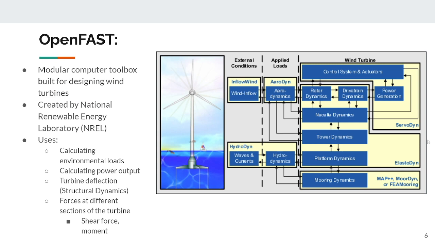So a brief overview of OpenFAST. OpenFAST is the modular computer toolbox built for designing wind turbines. It is created by the National Renewable Energy Laboratory and has a variety of uses such as calculating environmental loads, power output, turbine deflections, so structural dynamics, and the forces at different sections of the turbine, such as shear force and moment. And we will be looking at the tower platform connection, which would be, say, around here for this turbine as well.